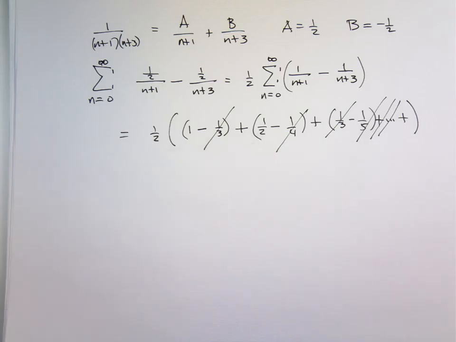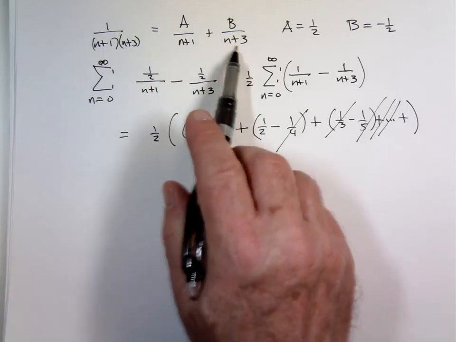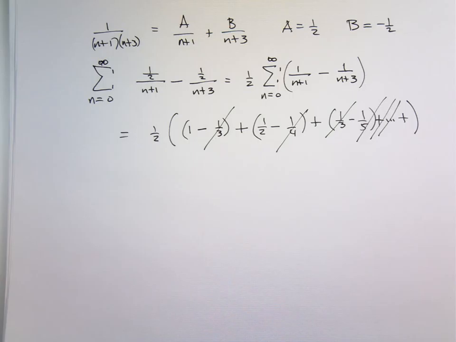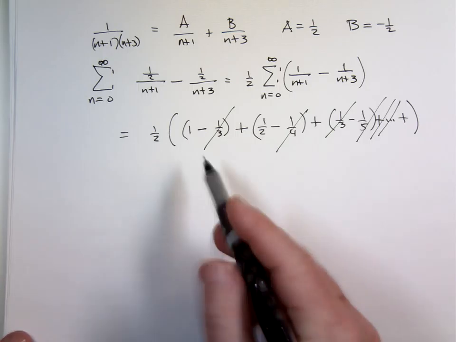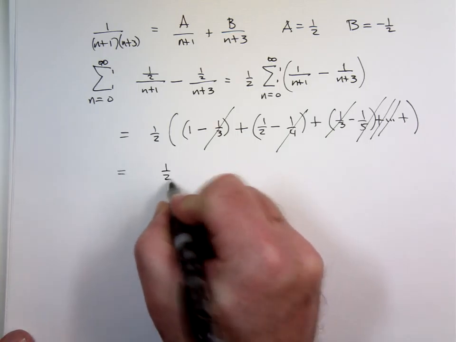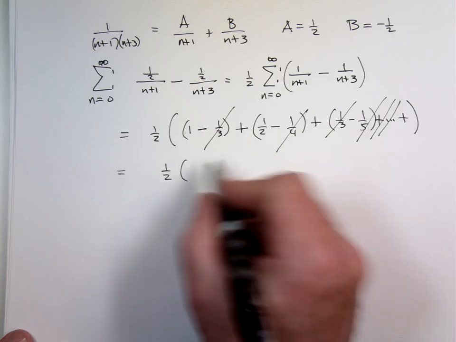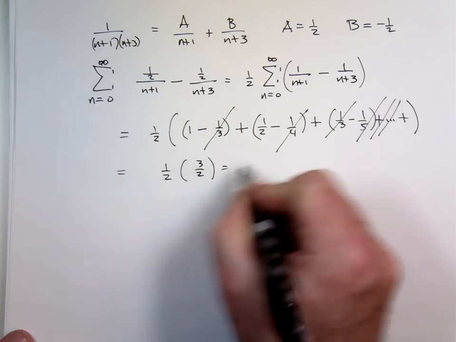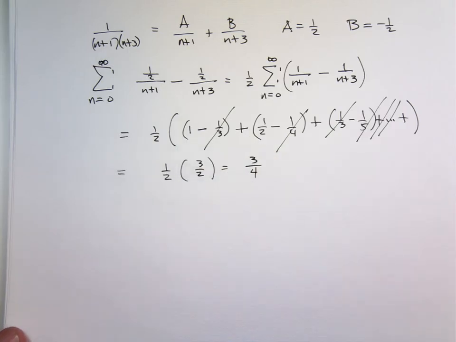And you could have predicted that you had two terms in the beginning because the difference between n plus 3 and n plus 1 is 2. That difference tells you how many terms you're going to have in the beginning. Two terms, and those are the only two terms that matter as far as the sum is concerned. So you have 1 plus 1/2 is 3/2, times 1/2 is equal to 3/4. The sum of that infinite series is 3/4.